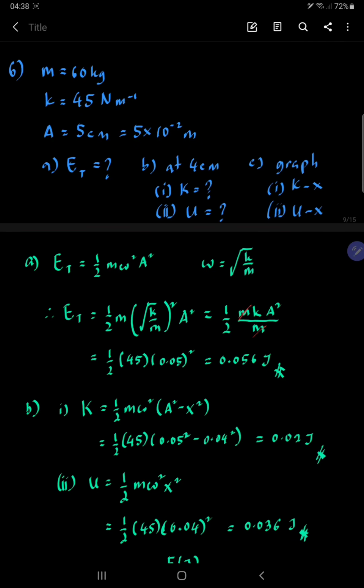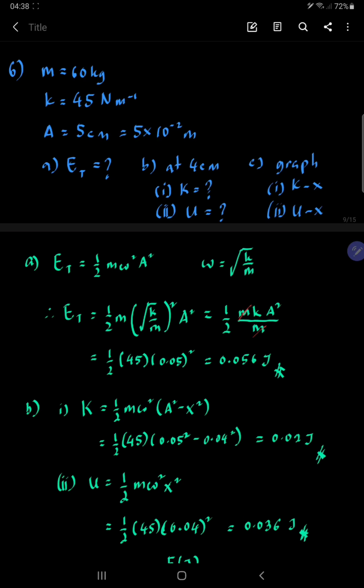Okay guys, question number 6. There is an object, the mass is 60 kilograms, connected to a spring with a force constant of 45 Newton per meter that oscillates on a horizontal frictionless surface. Horizontal, okay, means that the displacement is just on the x component. Alright, and then the amplitude given is 5 centimeter.